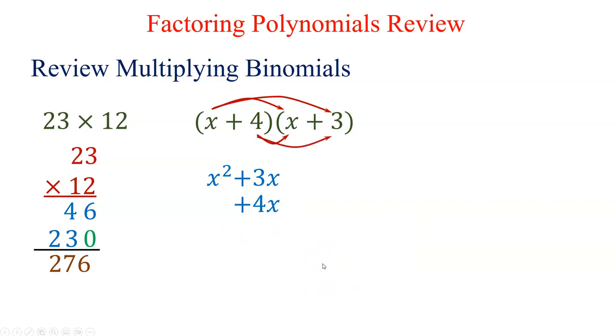Start a second row and begin to line up like terms. Distribute the 4 times 3, 12. 12 now goes in the constant term column. Just like in elementary school, combine like terms, and we end up with our response.